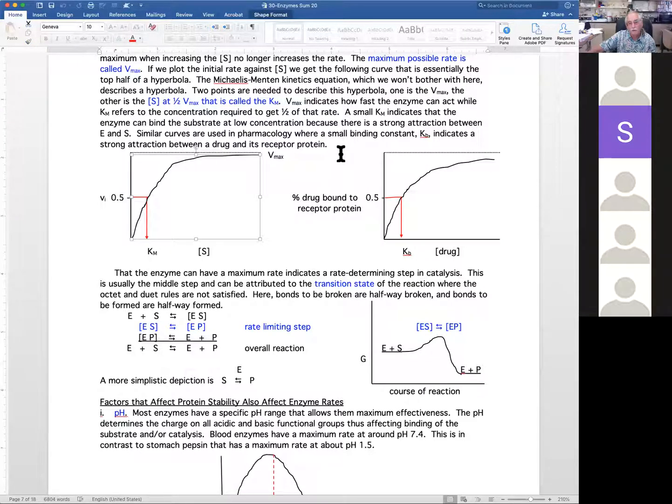So the two important pieces of data are what is the Vmax, the maximum rate you can get for a given amount of enzyme, and how much substrate do I have to give to get half of that rate? That's what the Km is.